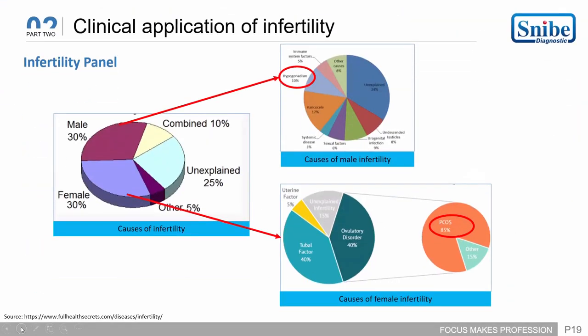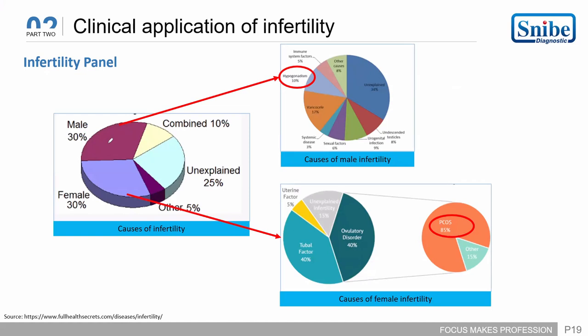Now we go to the clinical application. In this application, we have the further classification of the infertility panels. As we know, overall, 30% of infertility is caused by the male and 30% by the female, and the rest of the 25% is still unexplained. In the remaining 10%, usually both male and female have a cause of infertility. Only 5% are other causes of infertility.